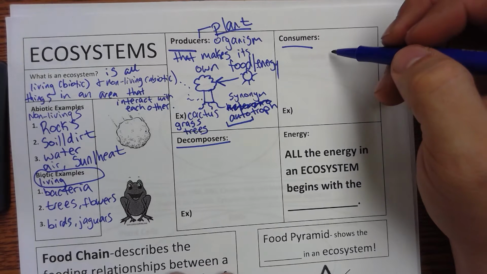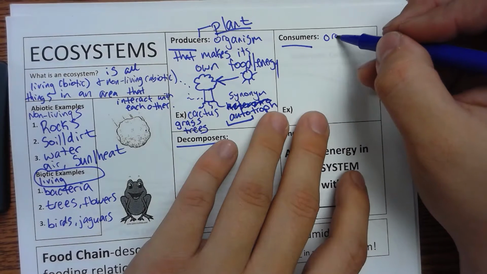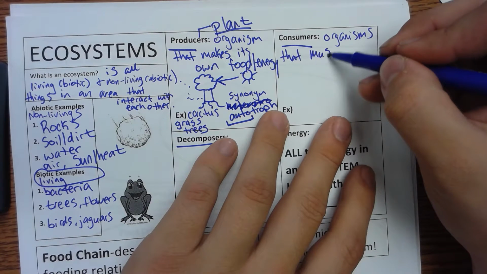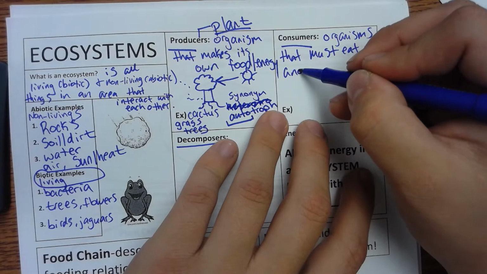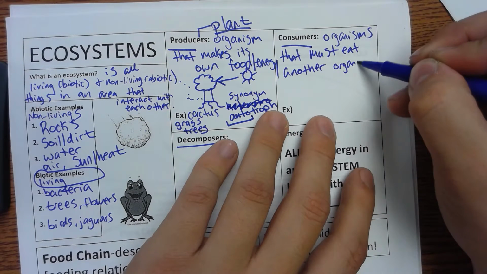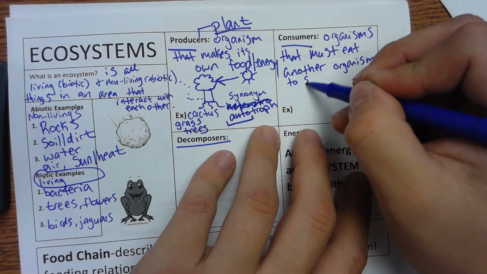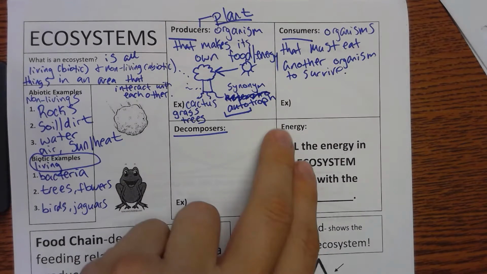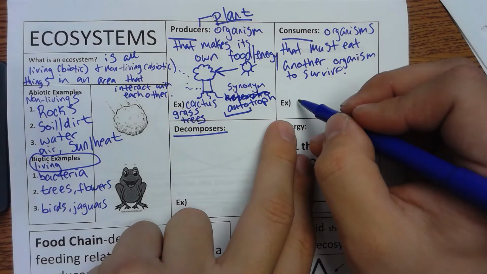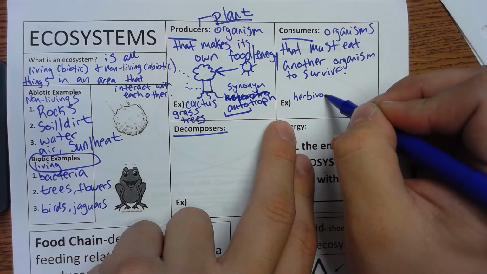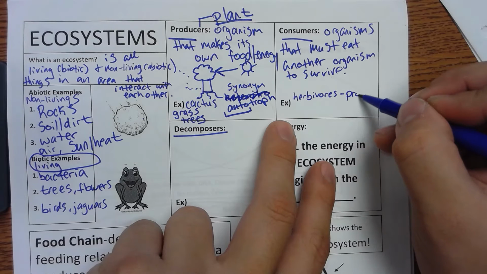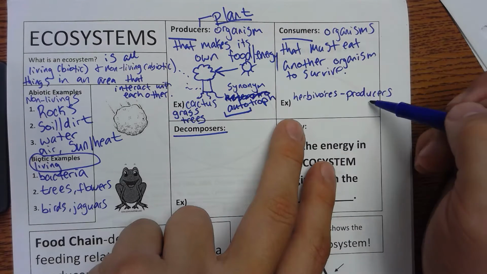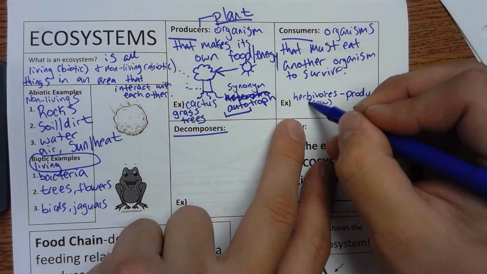Consumers. We are consumers. It's an organism that must eat another organism to survive. You should know there are 3 types of consumers. There are herbivores. They eat only producers or plants. Okay? Plants are living things, so they have to eat this. So like a cow eats grass.